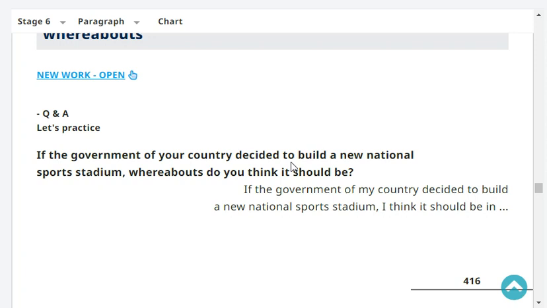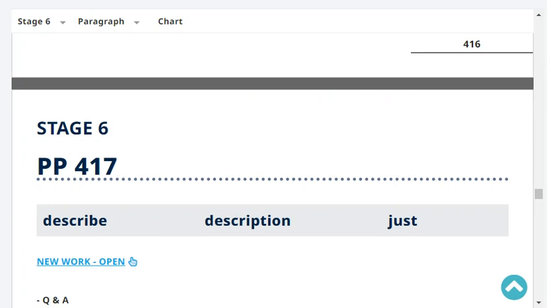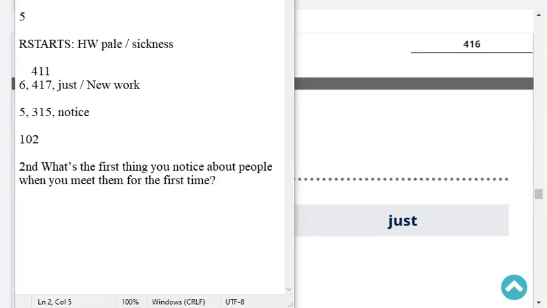Reggie, if the government of your country decided to build a new national sports stadium, whereabouts do you think it should be? If the government of my country decided to build a national sports stadium, I think it should be in the countryside. Very good.